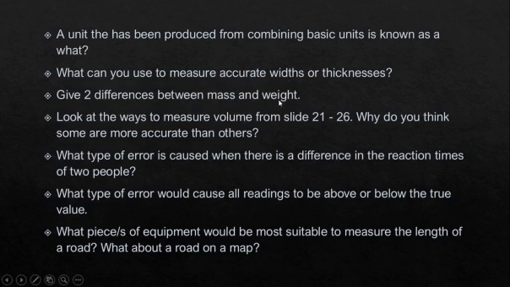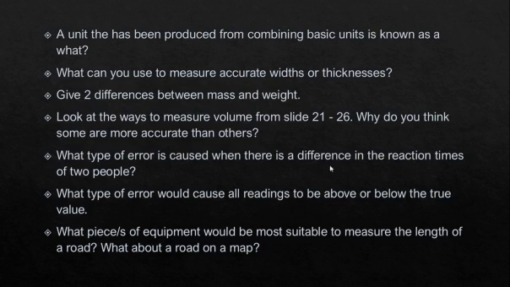Give 2 differences between mass and weight. There's a slide which shows 3, so pick out and learn 2. Look at the different ways to measure volume from slides 21 to 26. Why do you think some are more accurate than others? So look at your beaker, look at your conical flask, look at your volumetric flasks, your burettes and your pipettes. What makes the pipette accurate? What makes the beaker inaccurate?